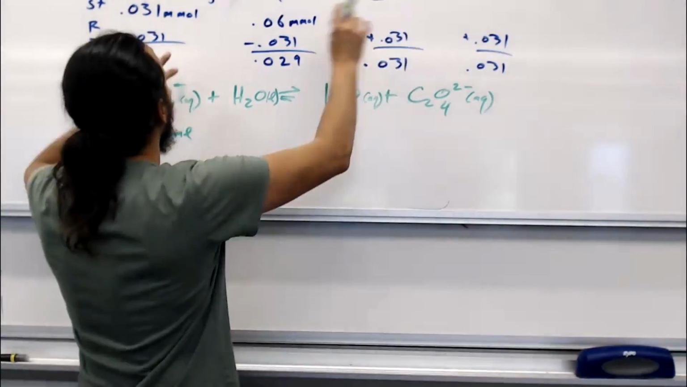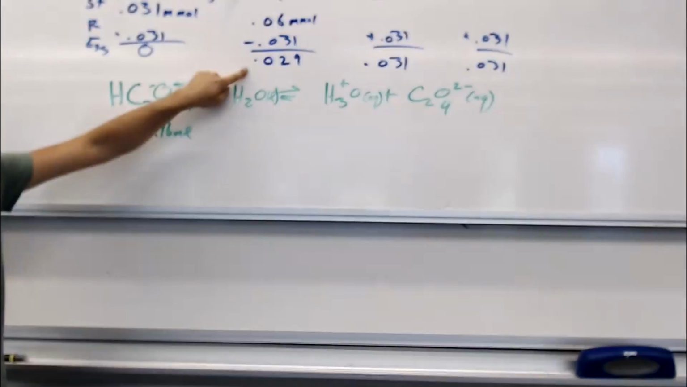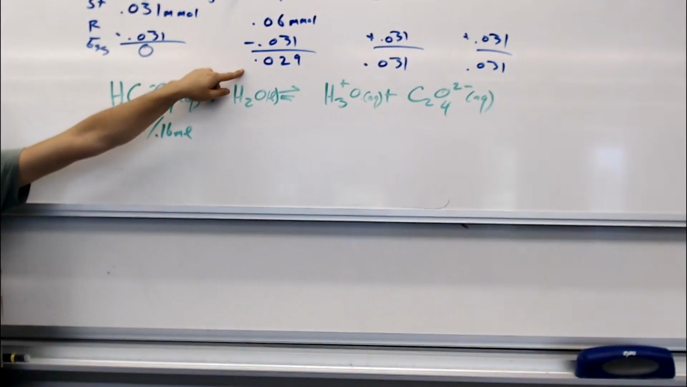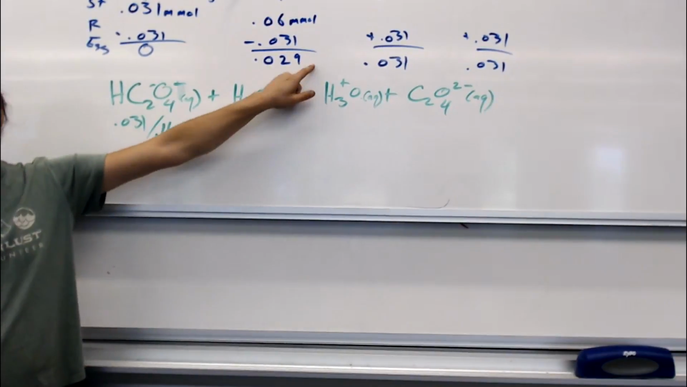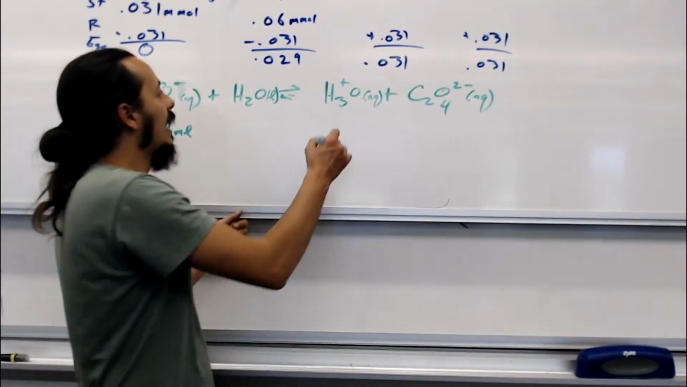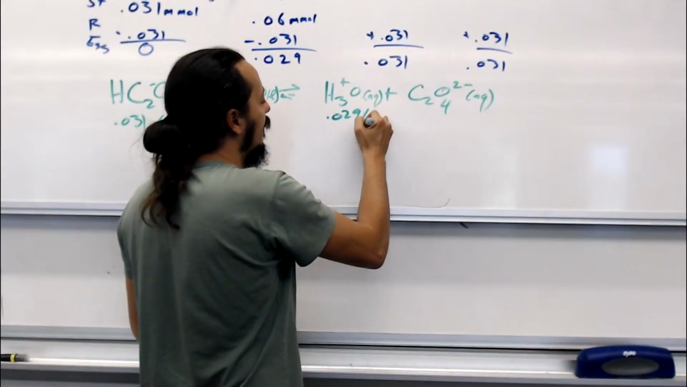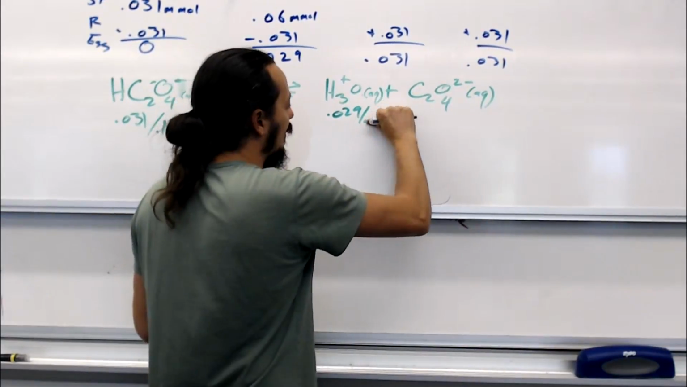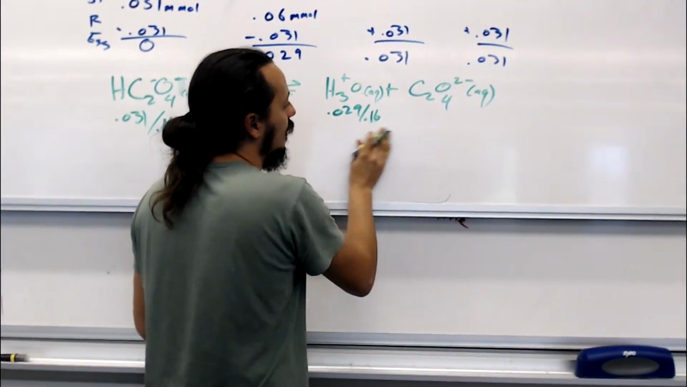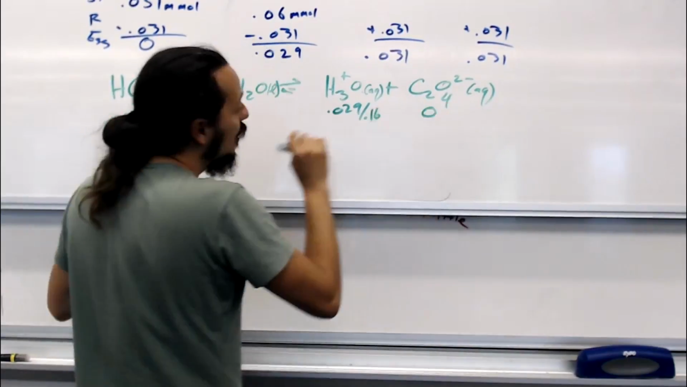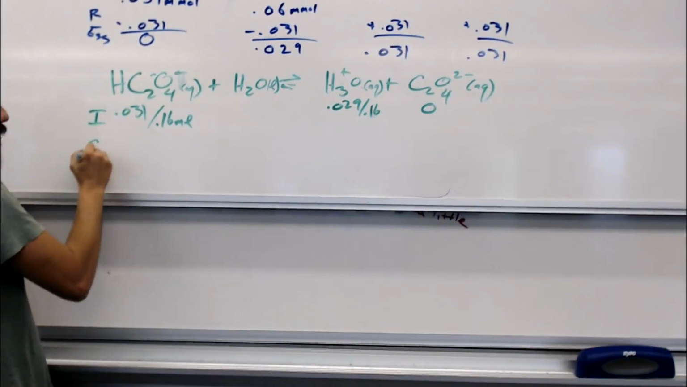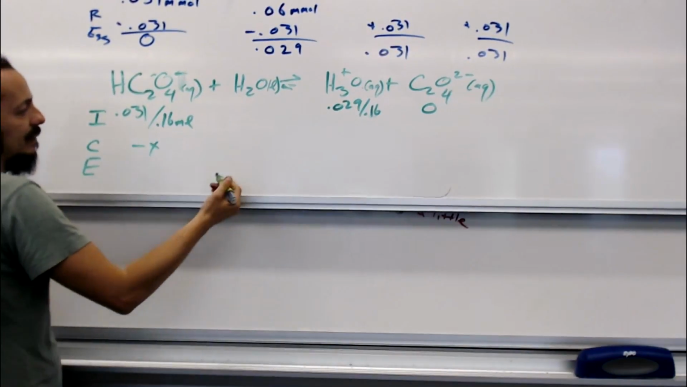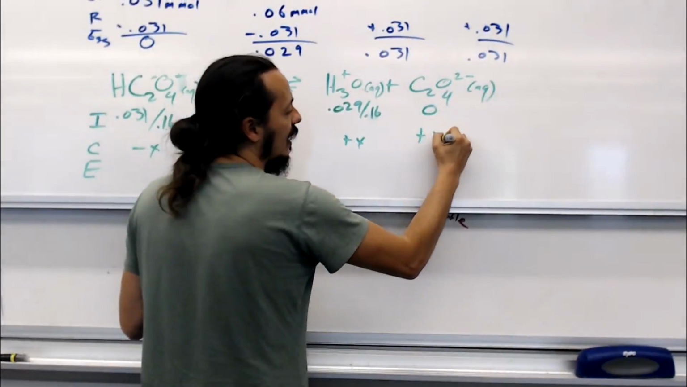I'm starting with 0. Oh, no, I'm not starting with 0 H plus in solution. I've got excess H plus. Don't forget your excess H plus. The excess H plus is essentially going to be a common ion effect here. So I'm going to have 0.029 divided by 0.16. And I'm going to theoretically have 0 oxalate in solution. That's going to be my initial, change, equilibrium. Minus x, plus x, plus x.